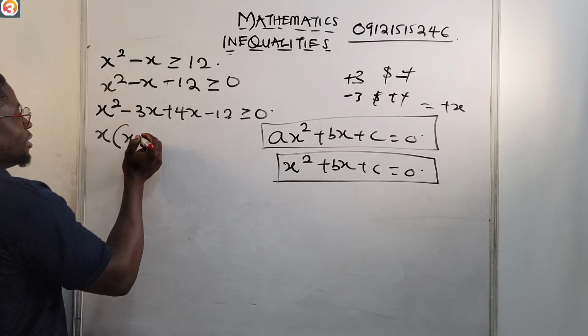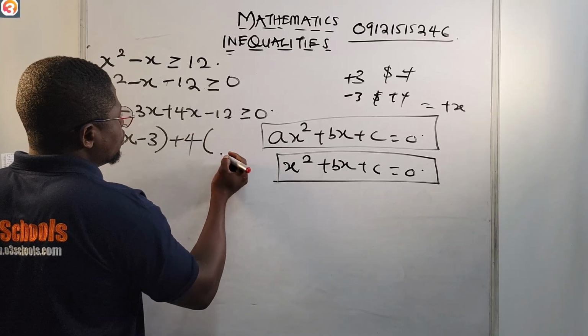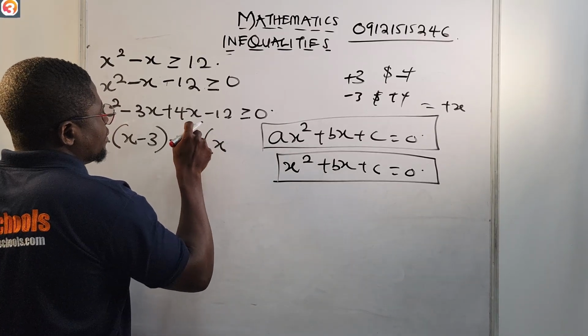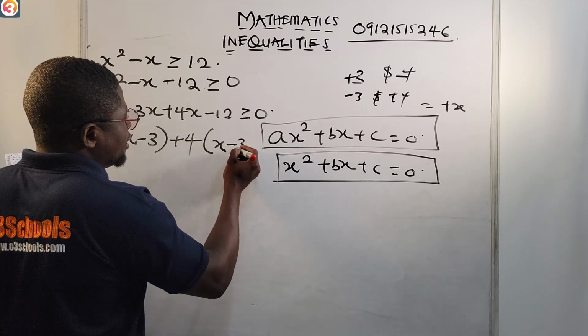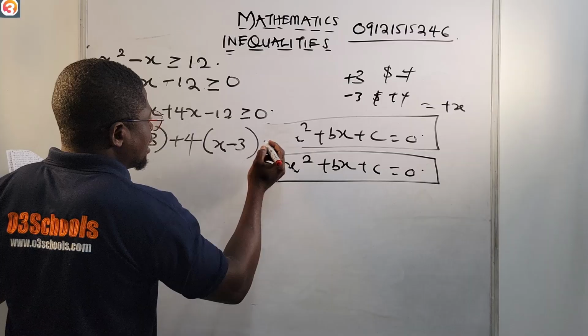3x divided by x is what? Minus 3. Then plus what now? 4 into x. 4x divided by 4 is x. 12 divided by 4 is what? Minus 3. Okay, let me clean this. Then what? You can close it.